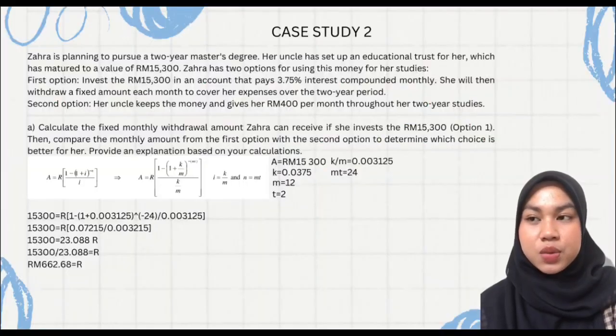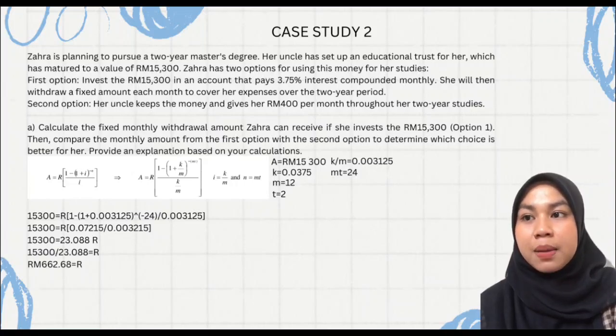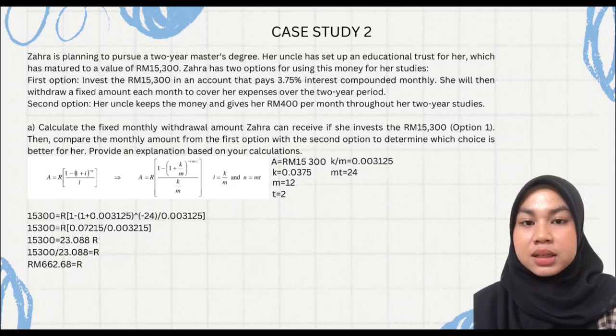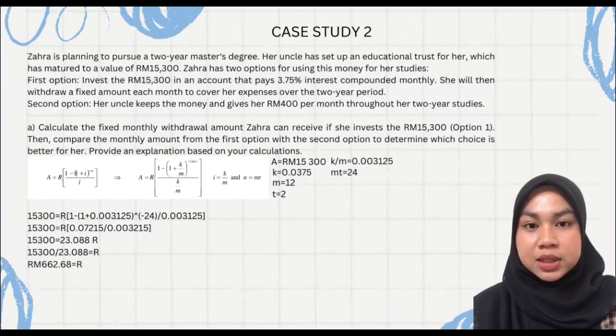So for question A, we use A equals R [1 minus (1 plus i/m) to the power of minus mt] per [i/m]. So after we get the formula, we can solve this question.